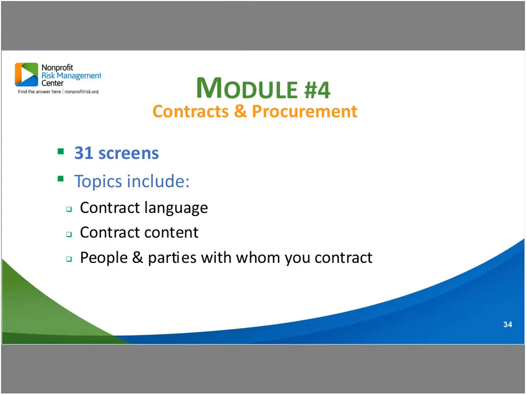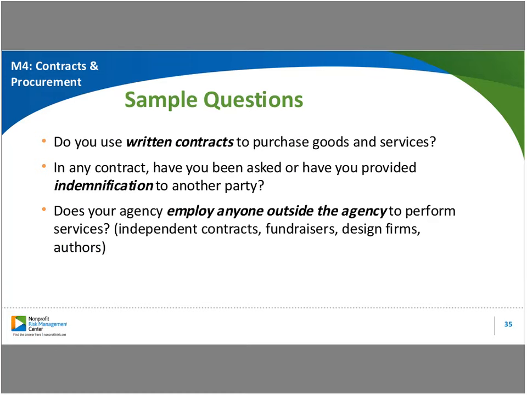Some of the general topics include contract language, specifically asking about provisions in your contracts. So this is very specific information, and you may want to have some actual contracts with you. It also covers the content of your contracts, what types of things you're contracting about, and who you're contracting with. Some sample questions you might find in this module are whether you're using written contracts to purchase goods and services, whether you've ever been asked to indemnify another party in a contract, and whether you actually use vendors outside your agency.